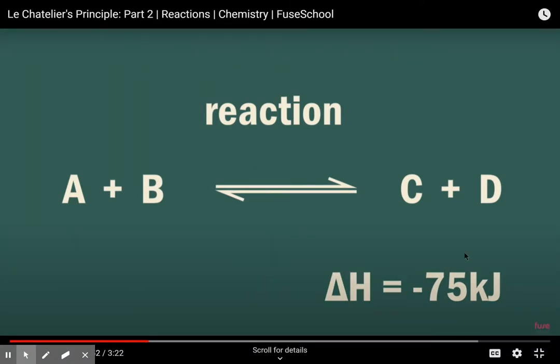Okay, so that's exothermic, right? Negative delta H means exothermic. The important thing here is that this energy is written on this side of this equation. I watched this earlier and I forget if they show that. If they don't, I'm going to have to pause it here.